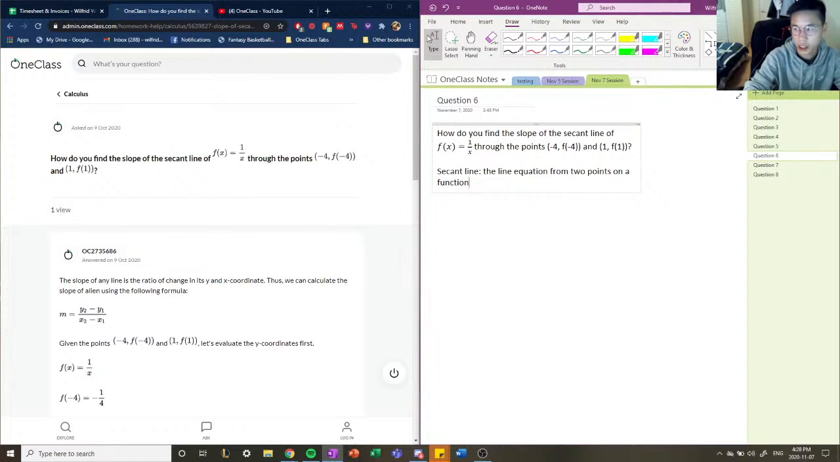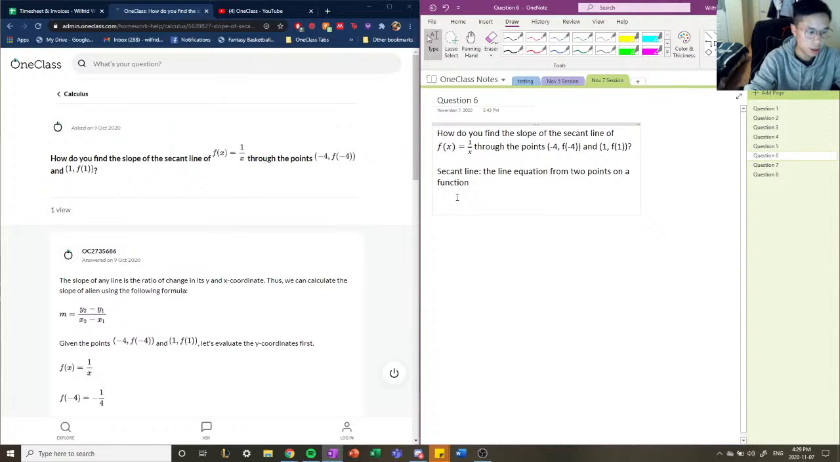So for example, if we had a quadratic function, we can say, give me the secant line from x equals 1 to x equals 2, right? So the secant line touches at least 2 points on the graph. And in this case, we want to look for -4, f of -4, and 1 and f of 1. Okay, so there's no need for us to actually use differentiation in this case. We can just try to solve for the slope by using the slope equation.